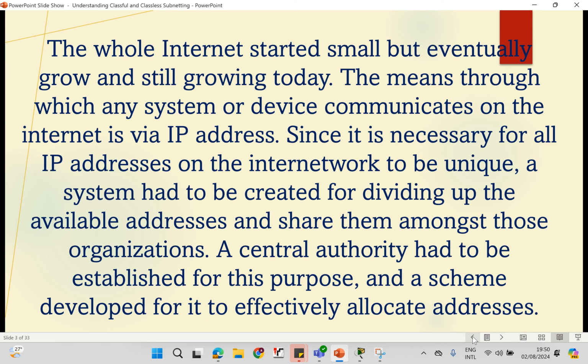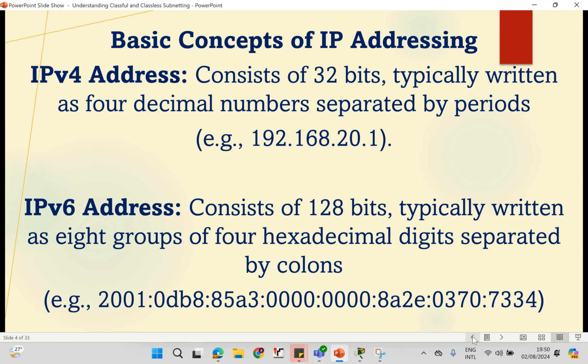So a system had to be created for dividing up the available addresses and sharing them among all organizations. There is a central authority that carries out this IP address allocation. For instance, we have people that we call AfriNIC. AfriNIC are the ones that assign public IP addresses to companies and ISPs that need those IP addresses. So, the basic concept of IP addressing.